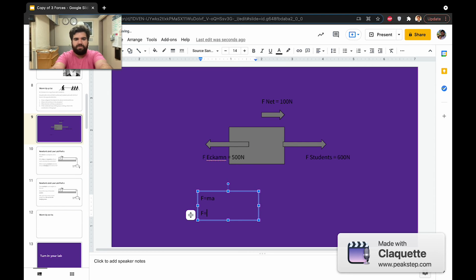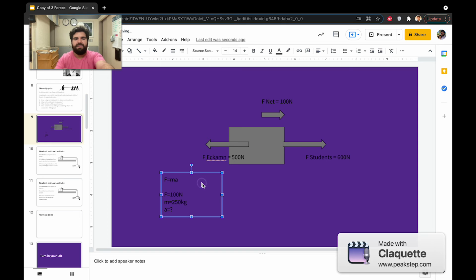My force equals 100 newtons. My mass equals 250 kilograms. And my acceleration equals question mark. I'm setting it up just like the GUESS method. So then I just have to plug in my values and solve for acceleration, just like I would if I was doing a kinematics equation.